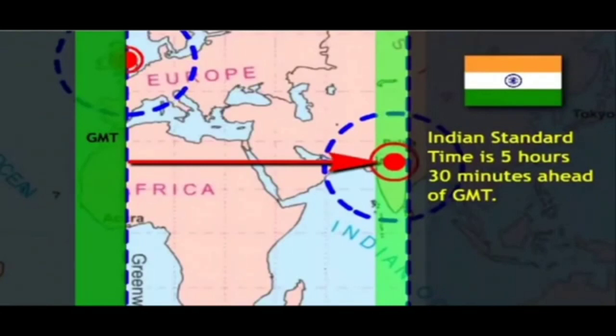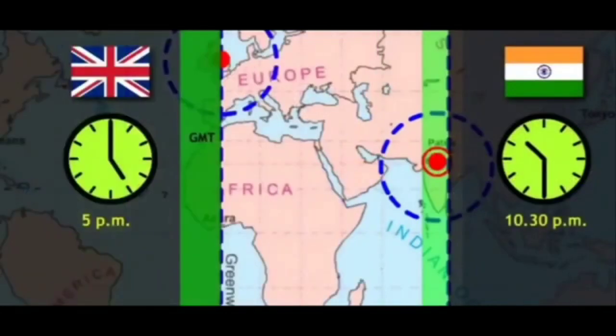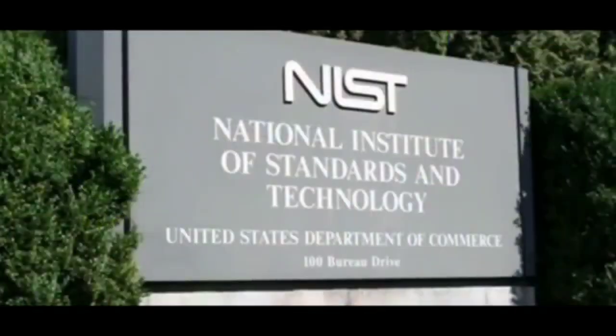मतलब यूनिवर्सल स्टैंडर्ड टाइम जो है उससे हम 5.5 घंटे आगे है. We are ahead of 5 hours 30 minutes. So if it is 5 p.m. at Greenwich, then in India it would be 10:30 p.m. So this is what all about the local time, standard time and universal standard time.